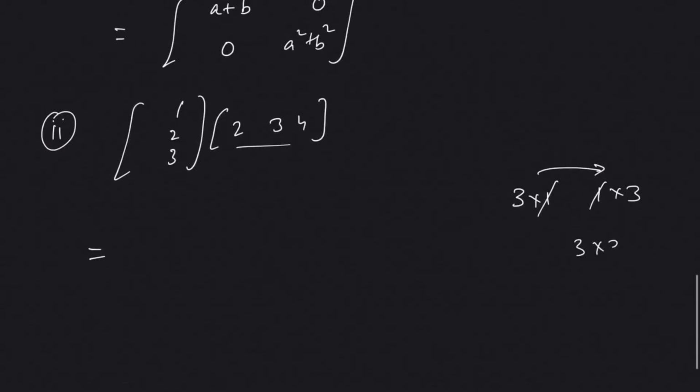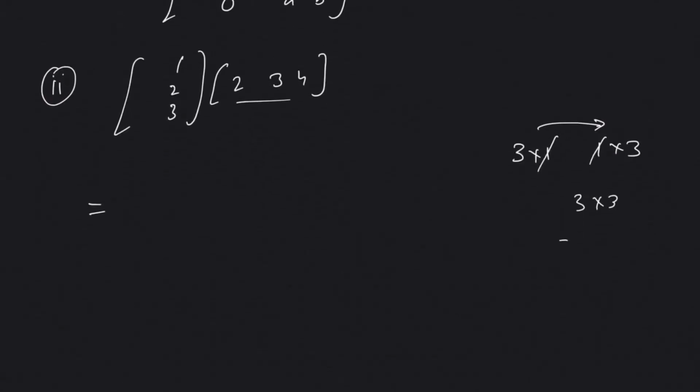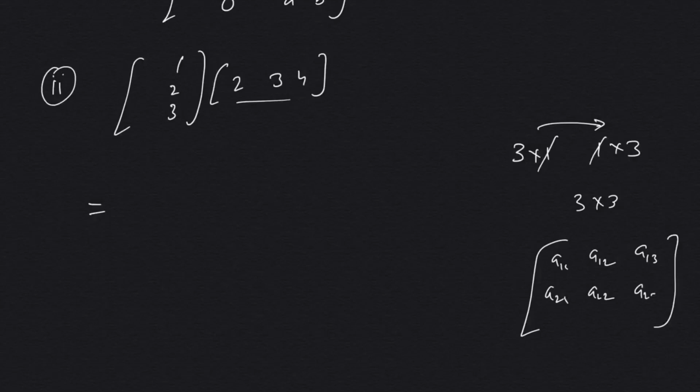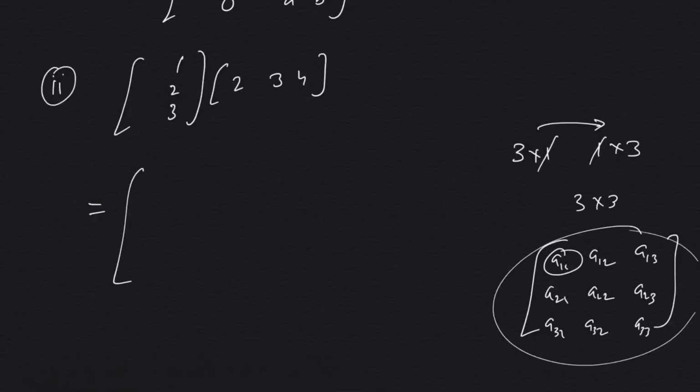So our resultant matrix will be a 3 by 3 matrix, that is A11, A12, A13, A21, A22, A23, A31, A32, A33. So let's start. A11, that is first row, first column. So this kind of matrices, matrix multiplication becomes slightly confusing, so that's why it's always good to have this kind of sketch, so all the confusions will be gone.